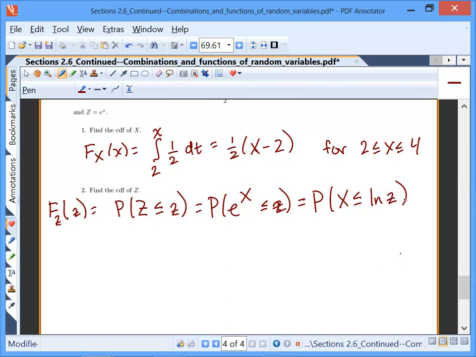At this point, this is just an x less than or equal to. That is the definition of the CDF of x. So this is the CDF of x evaluated at the specific value, natural log of little z. If you want to evaluate the CDF of x at that specific value, you just plug that value into the CDF, which we just found previously. So this is natural log of z minus 2.